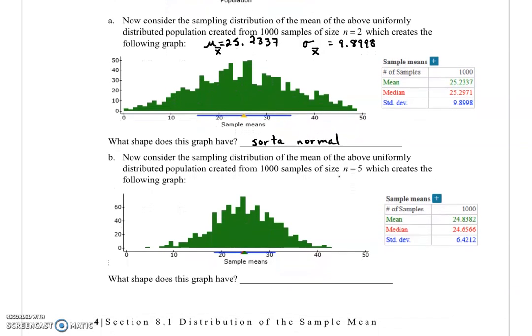What about when we increase the sample size to 5 and we take 1,000 samples? Well, you see we have a mean of 24.8382, and we have a standard error of the mean of 6.4212. And if you look, this one looks even more normal than the last one.